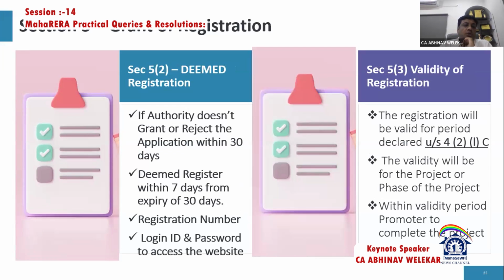I just talked about the deemed registration: if within 30 days the authority doesn't grant you registration, deemed registration will be processed in your favor, and you will also get the login ID and password for the same. And what is the validity of the registration? Whatever period you have specified, that is, the completion date you have specified in your project, will be the validity of the registration.